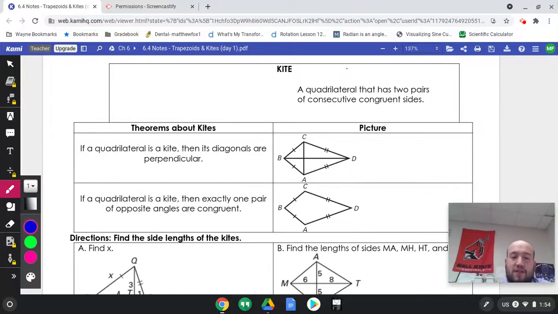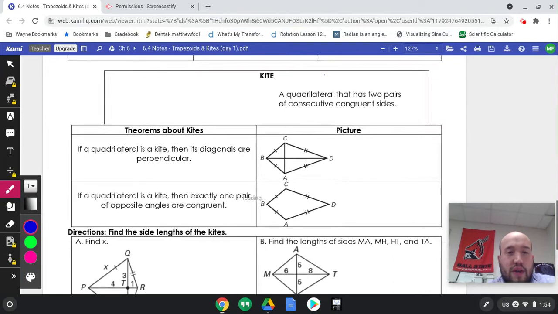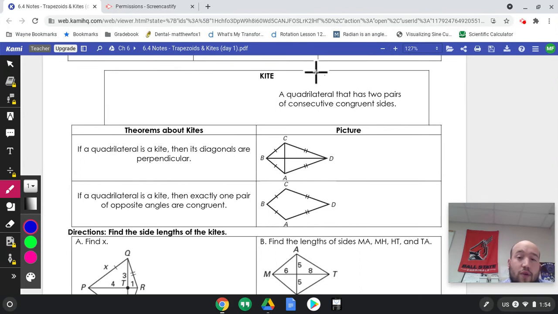Today we're going to talk about this last little chunk of chapter 6. So our final shape that we're going to be talking about is a kite. And this is a quadrilateral, so that means a four-sided figure, four-sided polygon. It's going to have two pairs of consecutive congruent sides.